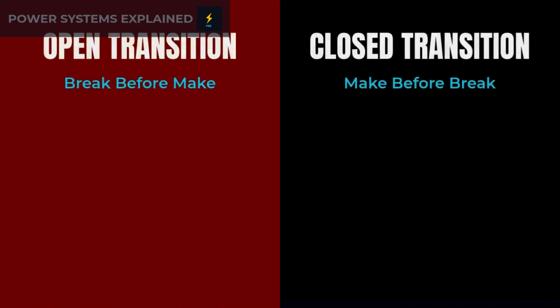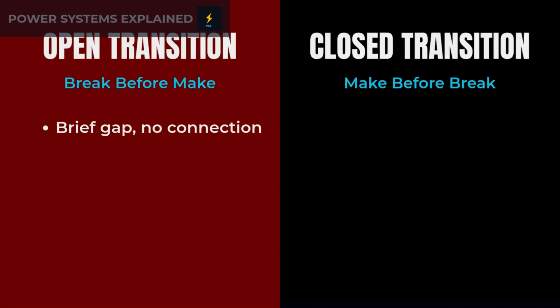An ATS transition just moves from one source to the other, utility to generator or back. There are two ways it does that. Picking the wrong one for your load is where the damage happens. Open transition means there is a brief moment, usually a fraction of a second, where the load is connected to neither source. Utility disconnects, there is a gap, then the generator connects. For most loads, that gap is harmless. It's a flicker, nothing else happens.